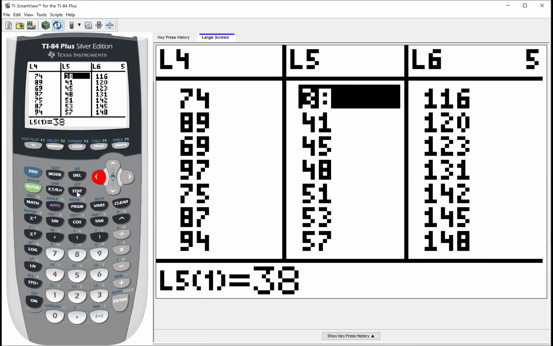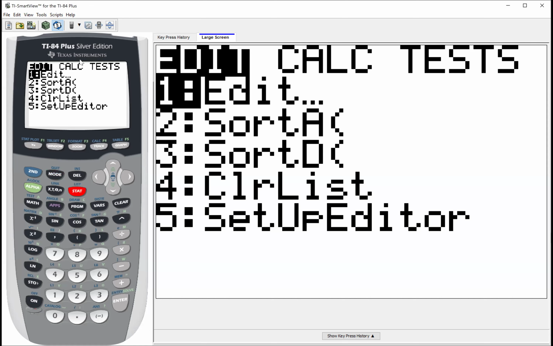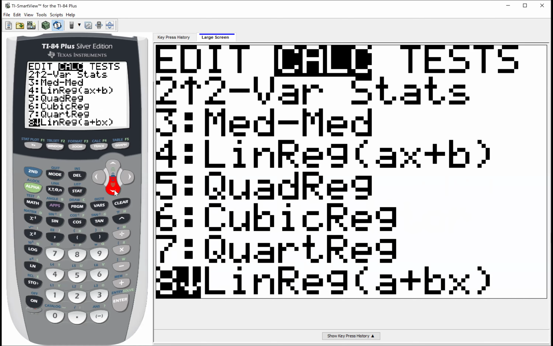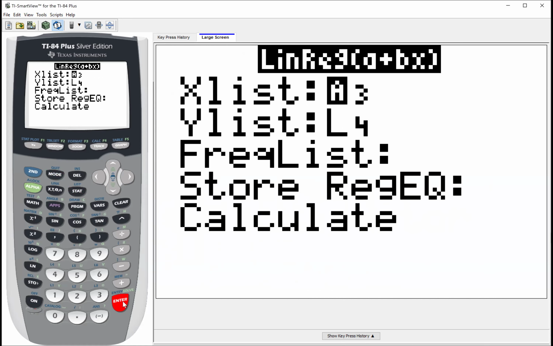So we're going to press stat. We're going to arrow over to calc. And it's going to be option 8, just like we did last time in the previous example when we were looking for R and R squared. A and B are going to be in that same output. So 8, linear regression, A plus BX. Now this makes more sense, right? This is going to give us the coefficients for our linear regression equation in the form A plus BX. So we're going to choose option 8.